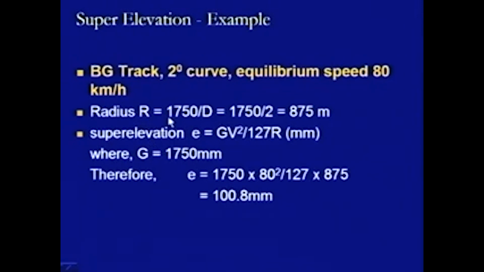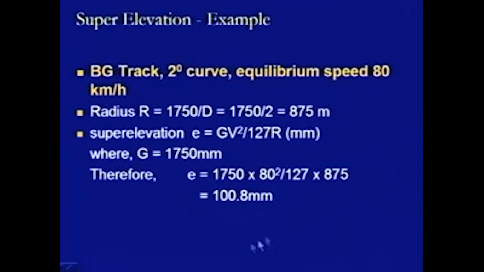So, the radius will be nothing but 1750 divided by D, and on the basis of this we get 875 meters. Now, super elevation, as we have seen, is computed as GV square divided by 127 R in mm, where G in the case of the broad gauge track will be 1750 mm. We have seen this value previously. Putting the values in this equation, we get 1750 multiplied by V, which is in kilometers per hour, so a square of 80, divided by 127 multiplied with the radius 875, and the value of E which we are getting is 100.8 mm.